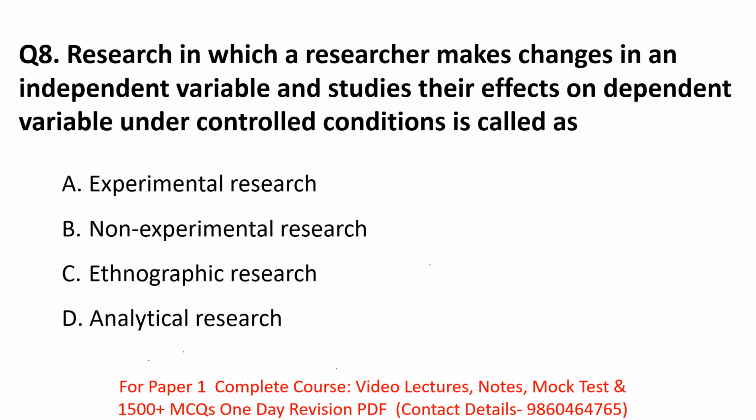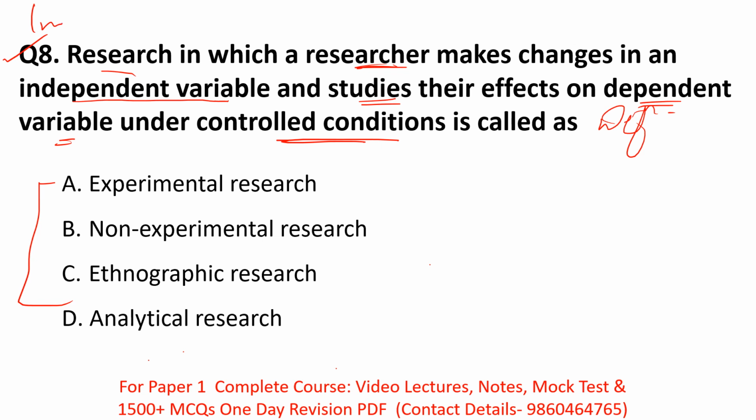Next, research in which the researcher makes changes in an independent variable and studies their effects on the dependent variable under control condition is called. So this is the definition of one of the following types of research, and we have to select the one correct option, which research this definition belongs to. Very important question. Many times examiners ask the same question in many government universities. So what they are asking in the question, you have to read again and again.